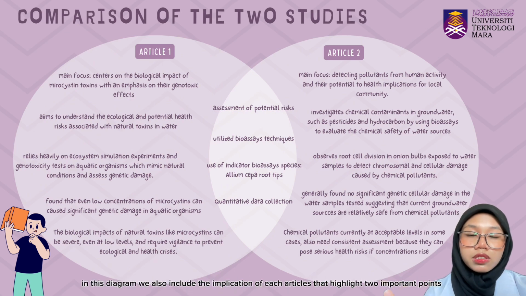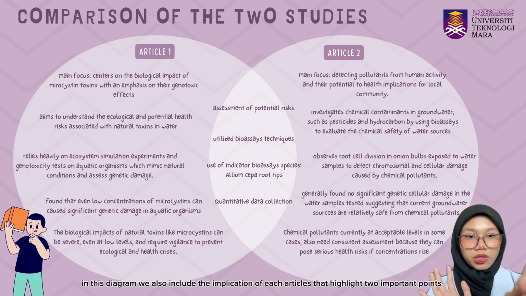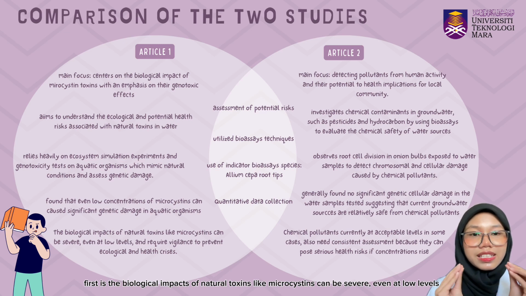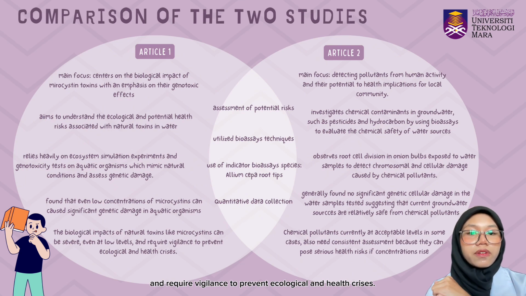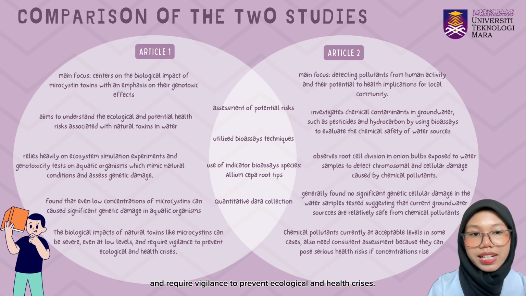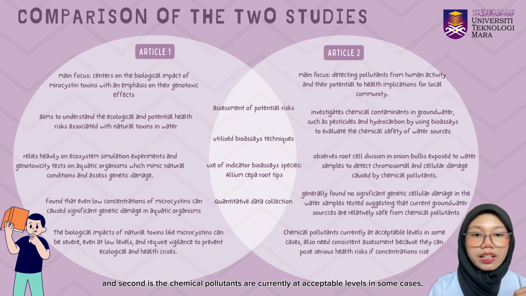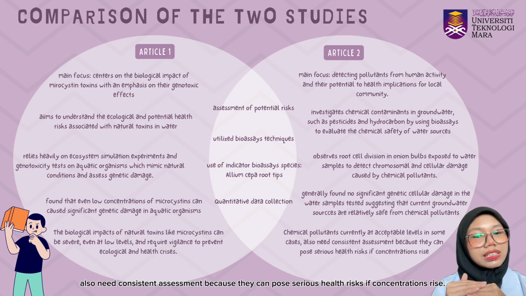In this diagram, we also include the implications of each article, which highlight two important points. The first is that the biological impacts of natural toxins like microcystin can be severe even at low levels and require vigilance to prevent ecological and health crises. While the second is that chemical pollutants are currently at acceptable levels in some cases, but also need consistent assessment because they can pose serious health risks if the concentration fluctuates.